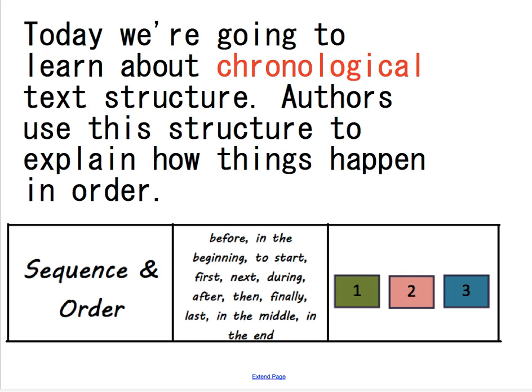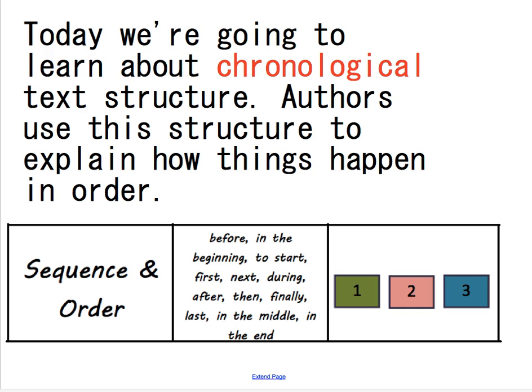Today, we're going to focus on chronological text structure. Authors use this structure to explain how things happen in an order. So you can consider this sequence and order. There are some more words that you'll see: before, in the beginning, to start, first, next, during, after, then, finally, last, in the middle, and in the end. This is going to go in order for what might happen first, second, and third in these people's lives.